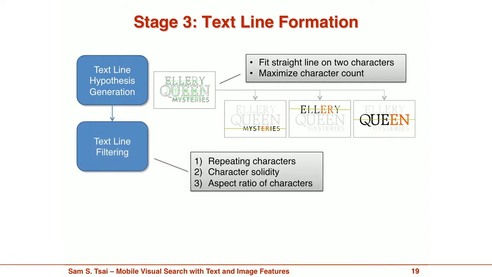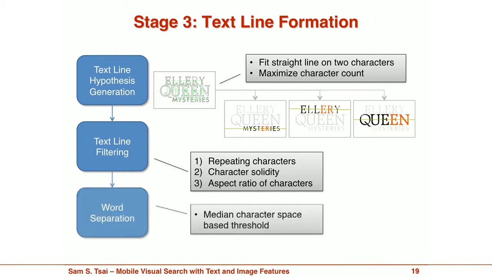Then we go on to the filtering at the text line level. We check for repeating characters and whether the characters are just most solid characters and the aspect ratios of the characters. Once the text line passes these tests, we try to separate the words based on the character spacing.